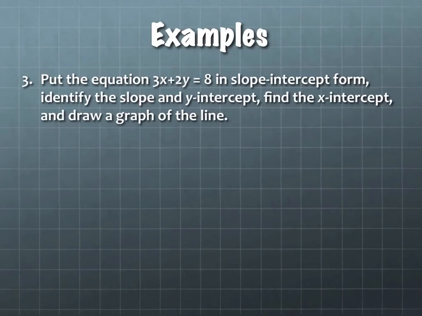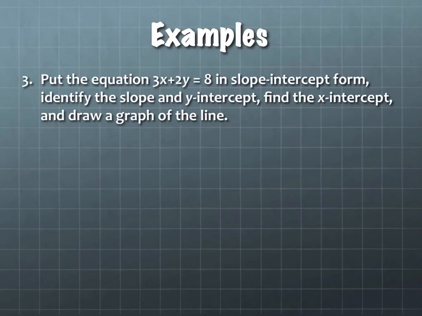This question actually gives us an equation in a specific form that we haven't talked about. The form of this equation is called the general form. It has x's and y's on the same side. It has whole number coefficients. Any of the numbers involved are all whole numbers. And the x value is positive. So this is called the general form.